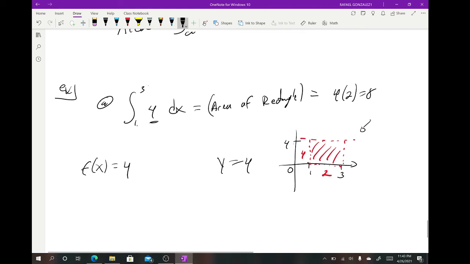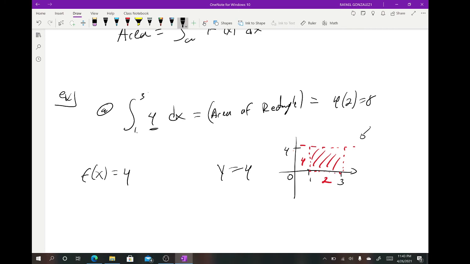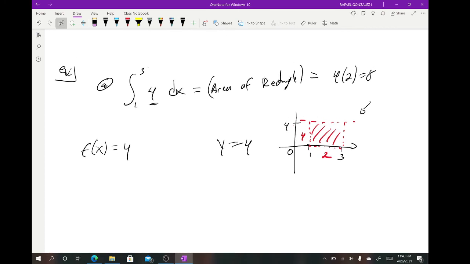So if somebody comes up to you in the street and gives you a definite integral, like the definite integral from 2 to 5 of 8, then you know that that represents the area of a rectangle.